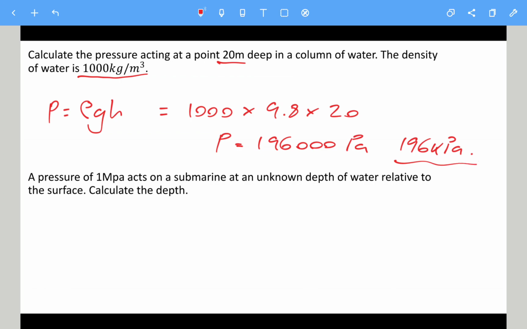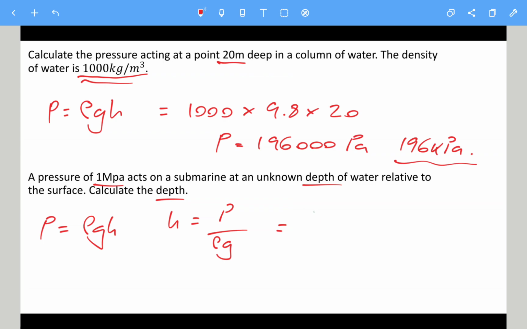Second one then. So we've got a pressure of 1 megapascal acting on a submarine at an unknown depth. So we're finding out depth. Calculate the depth, obviously. Okay, so we've already got the density of water from above. It's 1,000. So I'm going to write my equation. So pressure is equal to rho GH. And we need to rearrange to find the height. So that will be pressure, and then we need to divide by density and G, just like we did earlier. So density and G.